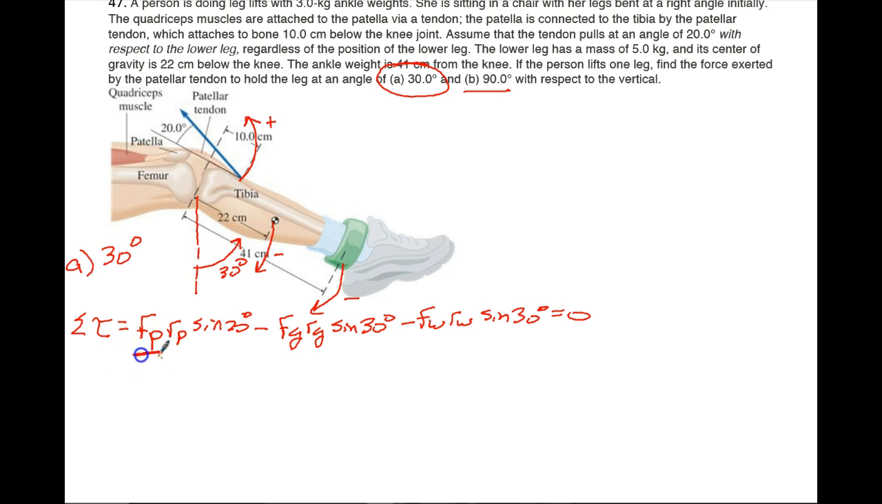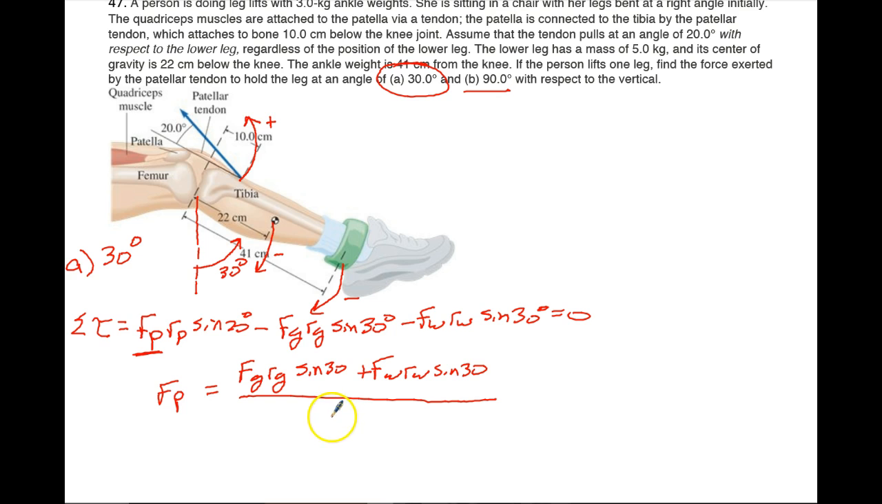We want to find the force of the patellar tendon, so the force on the patellar tendon is going to be equal to the force of gravity times the radius where that center of gravity is times the sine of 30 degrees, plus the force of the weight, radius of the weight, times the sine of 30 degrees. And we're going to divide all of that by the radius of the patellar tendon to the point of rotation, which is right here, times the sine of 20. So we just took what was right here once we moved everything to the right side, and we divided both sides by RP sine of 20.